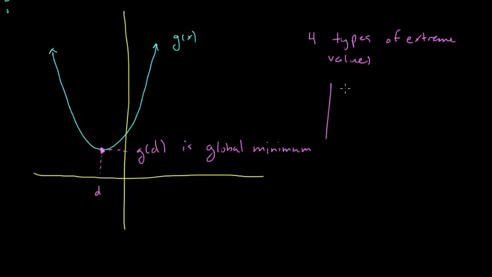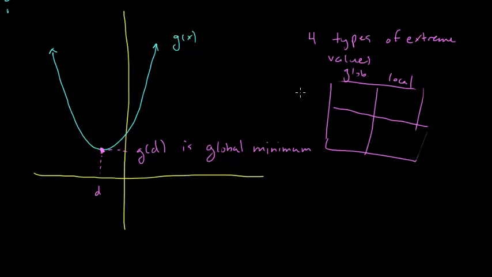So kind of the wrap-up is there are 4 types of extreme values. All right, so we have maybe a box. Here we have global or local, and we have max or min. And so there are just 4 different kinds. Not all functions have all 4 kinds. Some of them don't have any. So maybe what you can think of is a function that does not have any extreme value, global, local, or otherwise. And then some functions have all 4 types of extreme values.